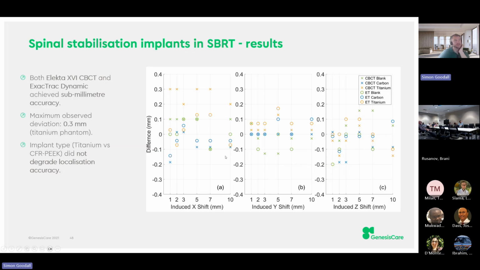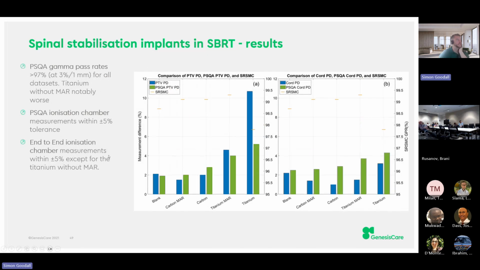These charts are not great for a presentation, but essentially what we've also found is that using either ExactTrack or the XVI system on the Linac, we could position the patients with sub-millimeter accuracy, with a maximum deviation of 0.3 millimeters. So definitely these artifacts are there, but they're not affecting the fusion and localization of patients.